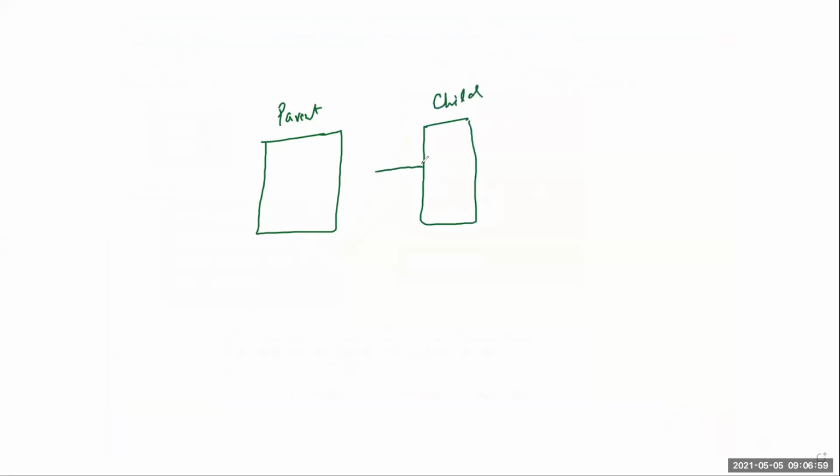Suppose you have one class, this is your parent class, and this is your child class. Inheritance is represented by an arrow which is pointing from child to parent. And you have something here in the private part, something is public, and something is protected, which means you have all the possible combinations.